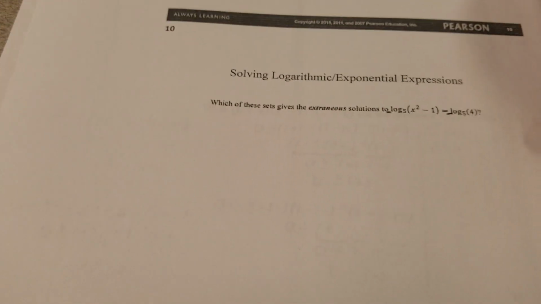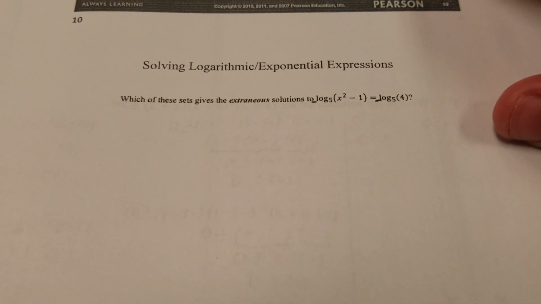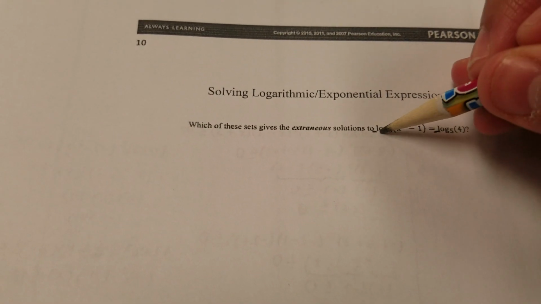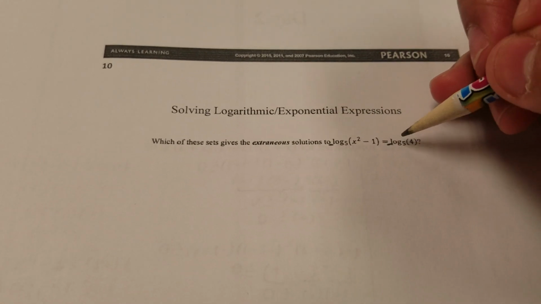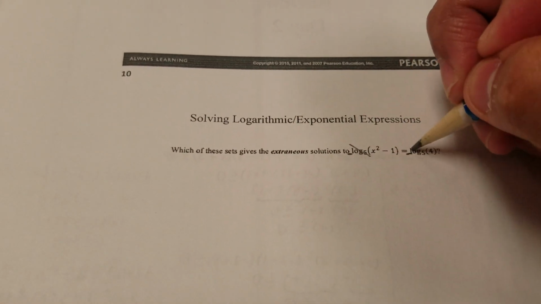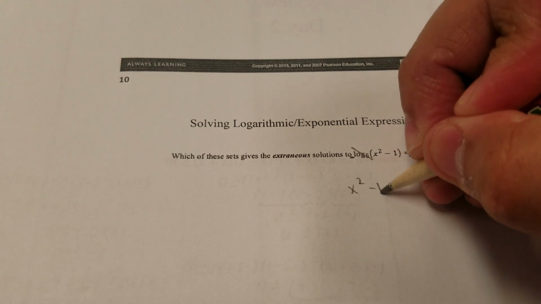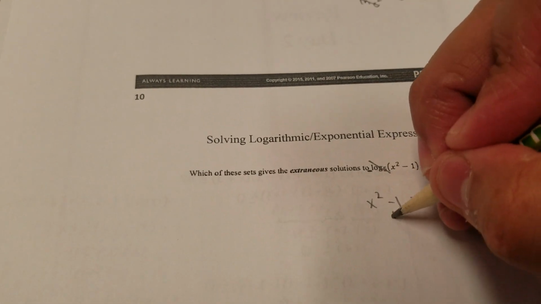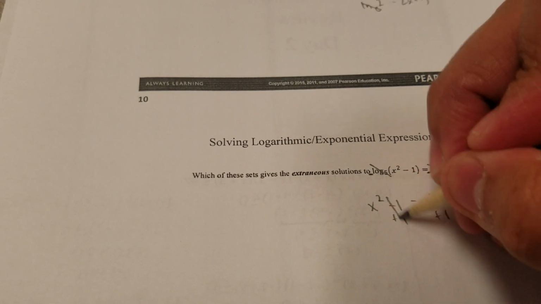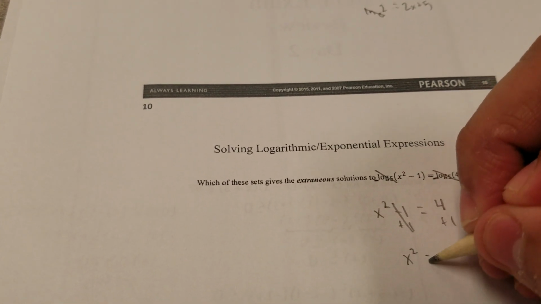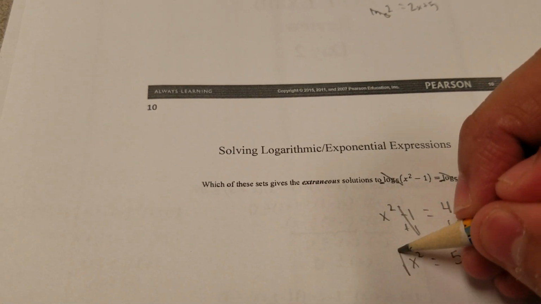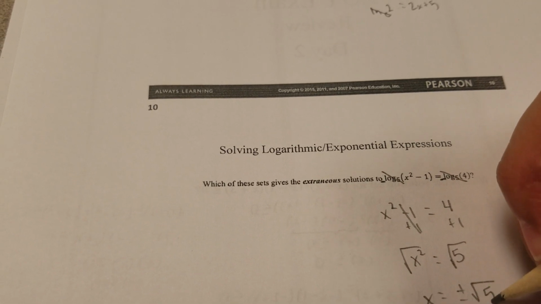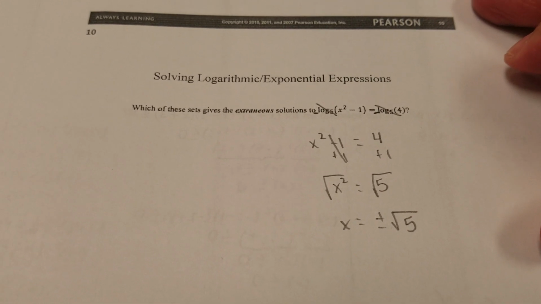Okay, so moving on here, because I have logs on both sides with the same base, I can pretty much get rid of them, so they cancel each other. And now I'm just going to solve for x. Square root. So don't forget, you have to do the positive and the negative version of that.